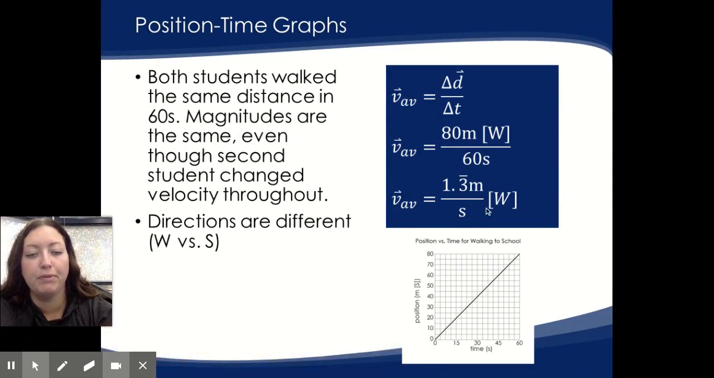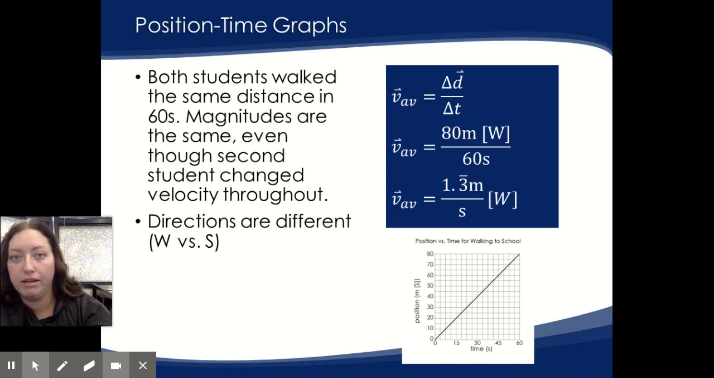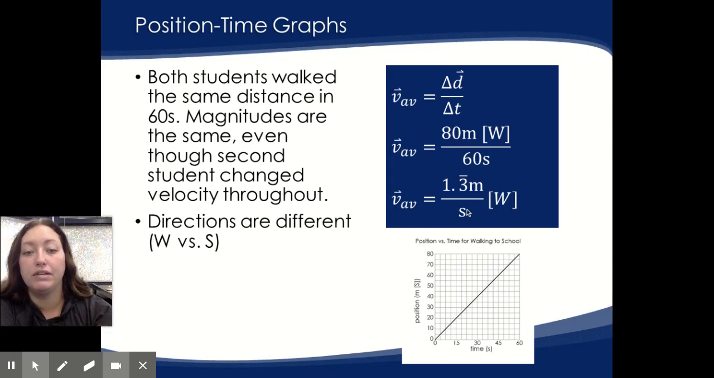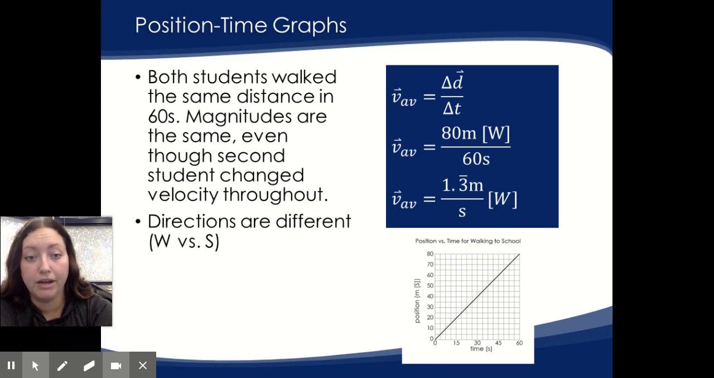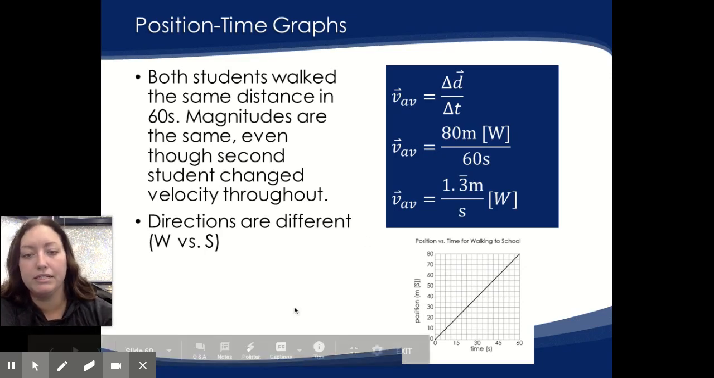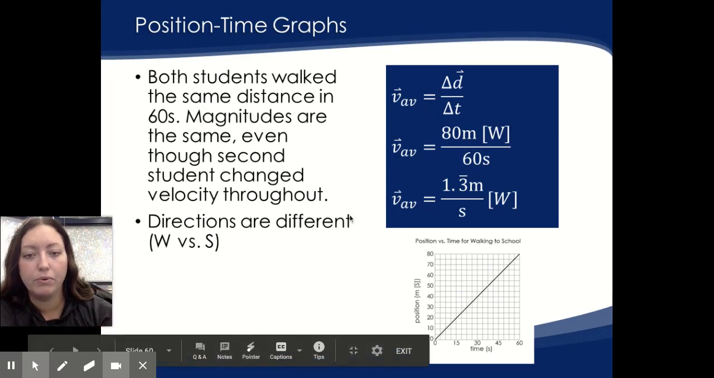Okay, so if you remember from the first slide with the kid that started and then stopped and then ran and then continued, his average velocity was 1.3 meters per second west, or I think he was going south. But anyway, it's the same average velocity. Okay, so even though the graphs look different, you can still have the same average velocity because averages are considering a lot of data points.